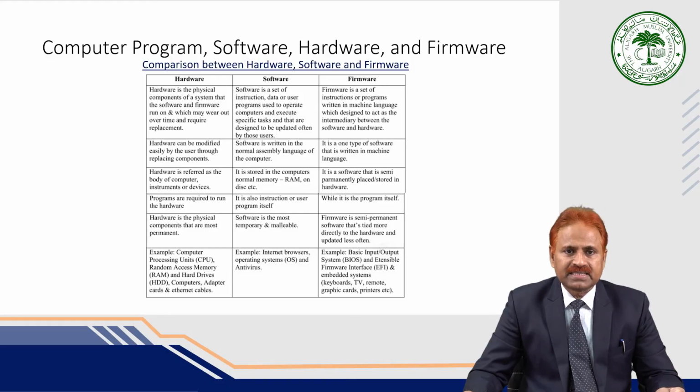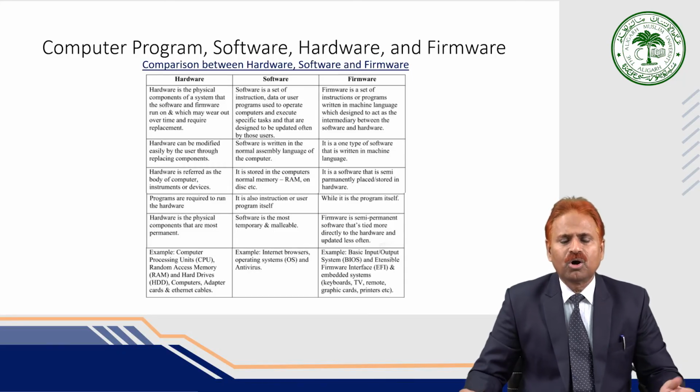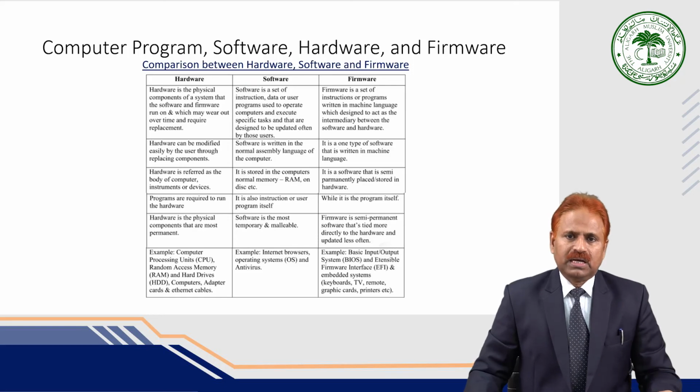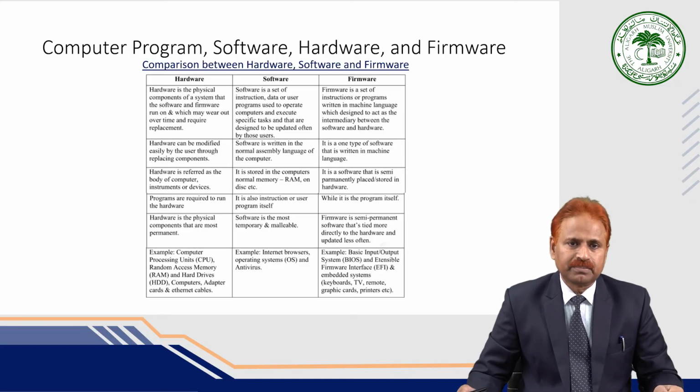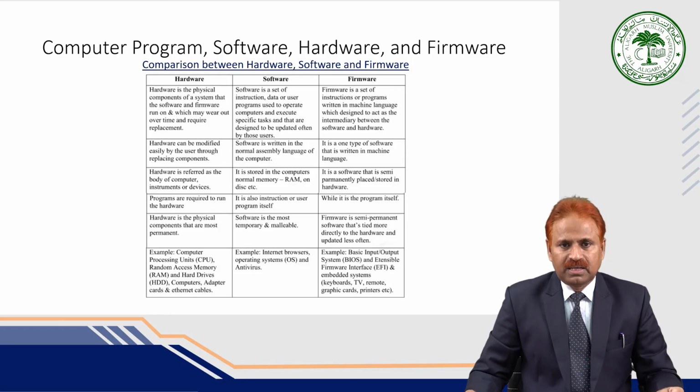Hardware is referred to as the body of a computer, instrument or device, while the software is stored in the computer's normal memory, RAM or on disks, etc. Firmware is software that is semi-permanently placed or stored in the hardware. Programs are required to run the hardware. Software is instructions or user programs itself, while the firmware is the program itself.